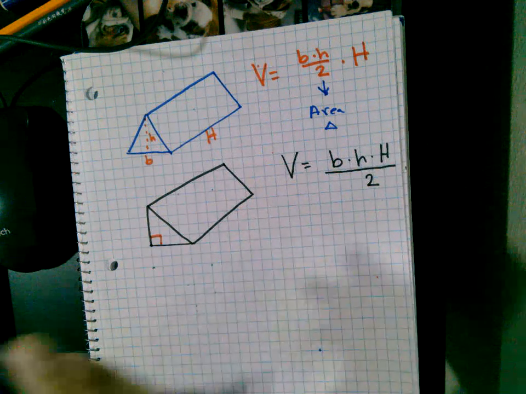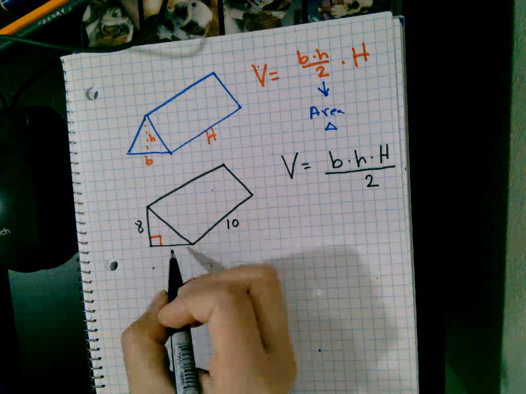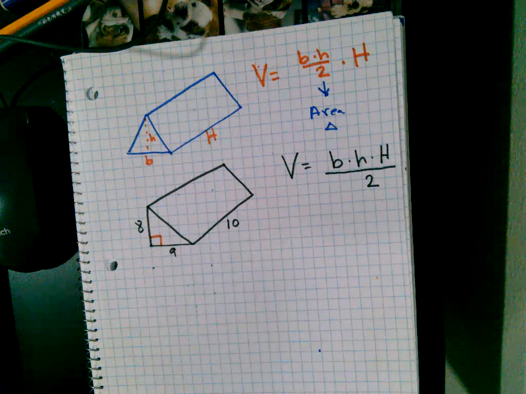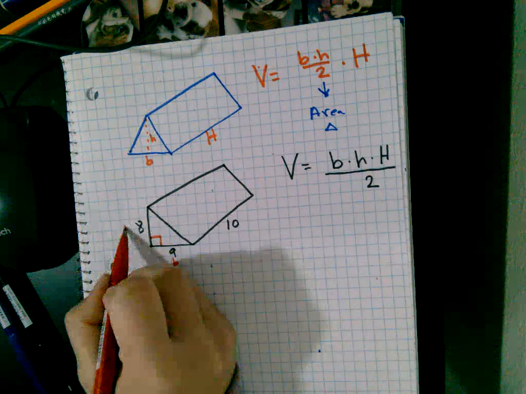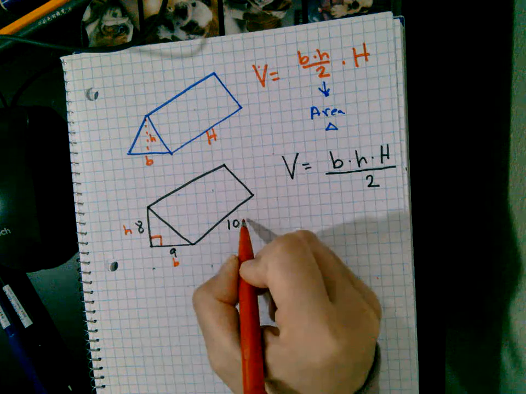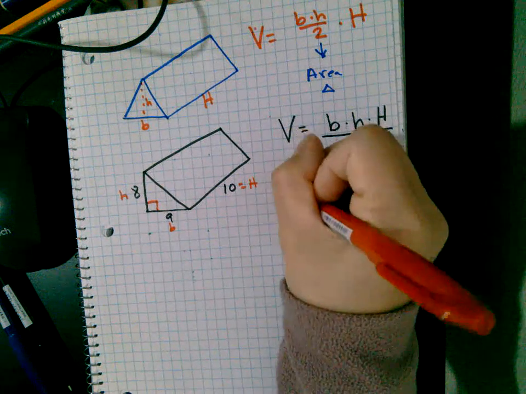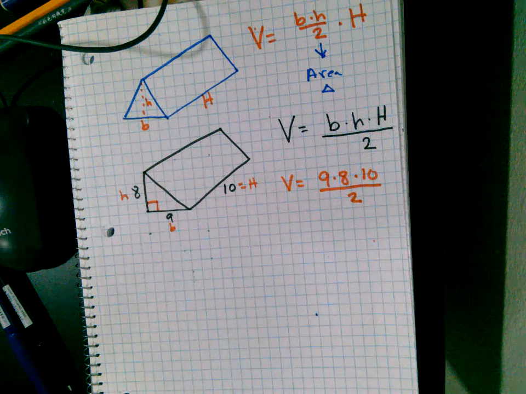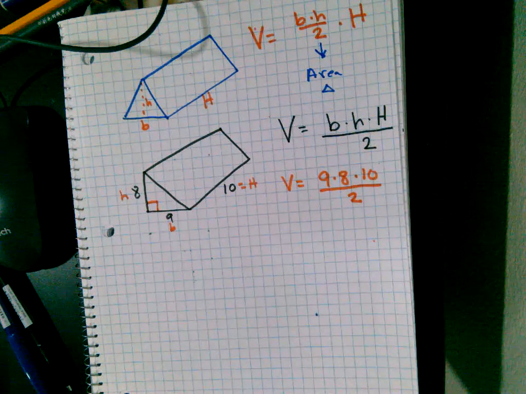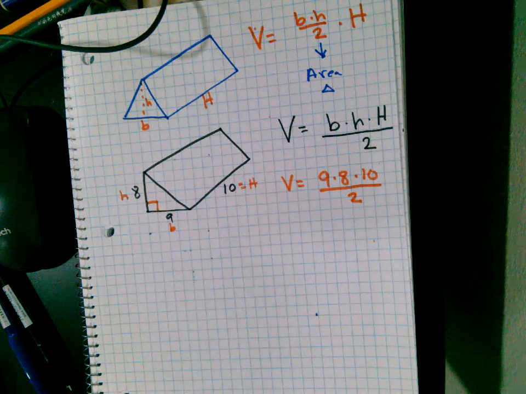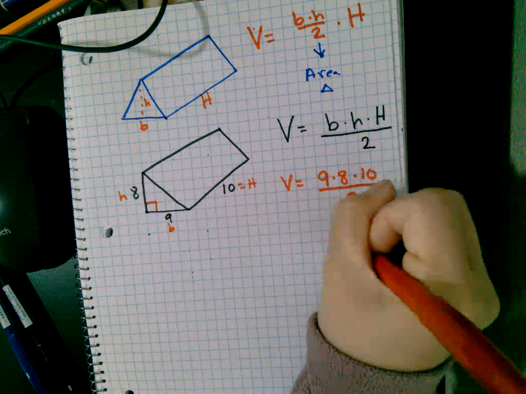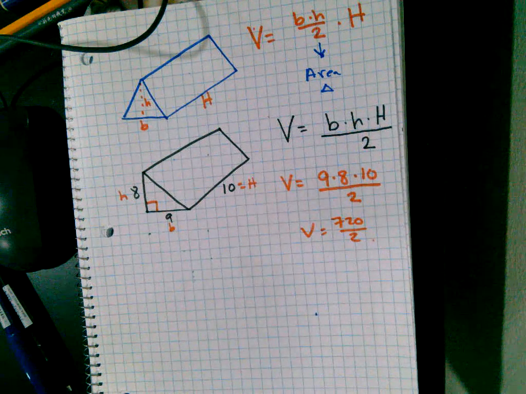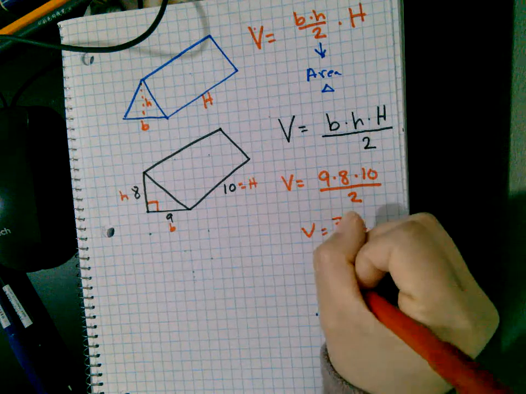So let's do an actual problem. Let's say this is 10, 8, 9. So this 9 is my base. This is my height because it makes it 90 degrees. And then this is my big height. So all you do for volume is just plug it in. 9 times 8 times 10, all divided by 2. So let's see, 72 times 10 is 720, divided by 2. 360. So volume is equal to 360.